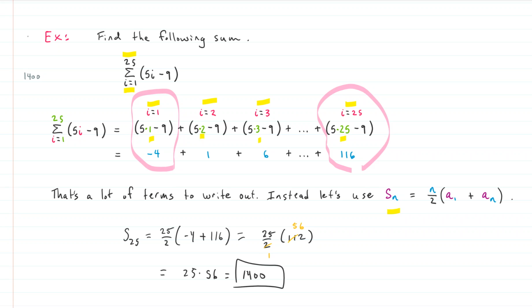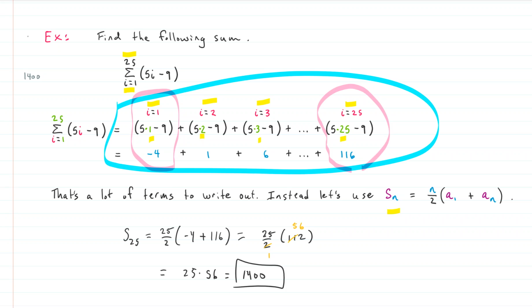So if I had done this longhand, added up all of the terms that you see now in blue, where i equals 1, i equals 2, i equals 3, all the way up to i equals 25, then we would have gotten 1400. And this way, we just had 2 lines of some quick arithmetic, and we're done. We just needed to calculate the first term and the last term, and then do some algebra.